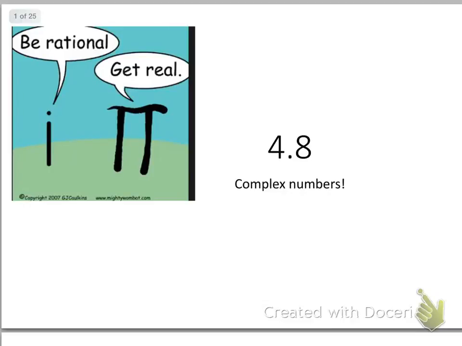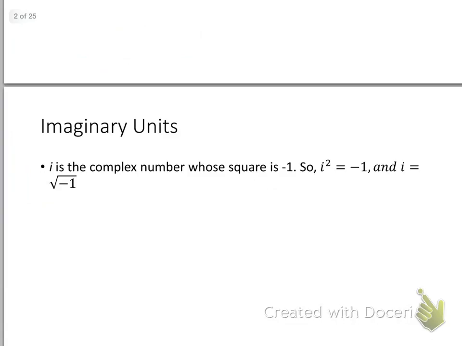Okay, in this video we're going to be talking about complex numbers. So we have these things called imaginary units. So i is the complex number whose square is -1. So if we square it, we get -1. And i equals the square root of -1.